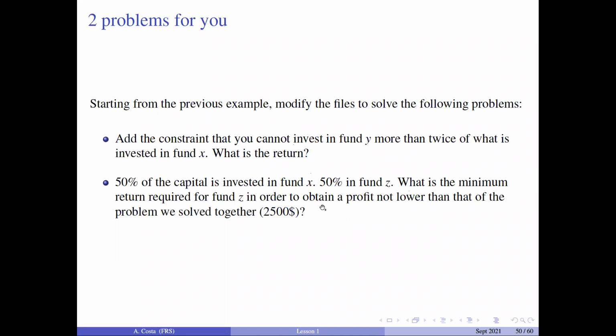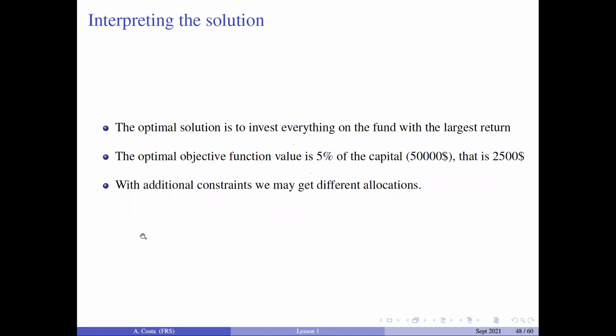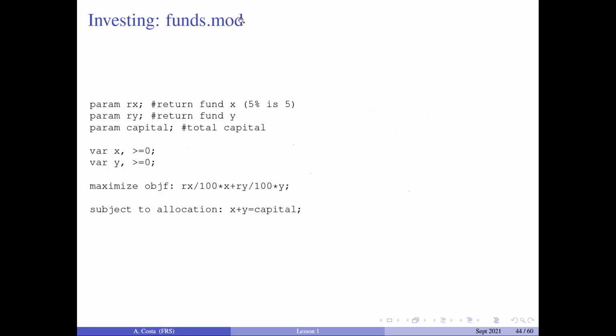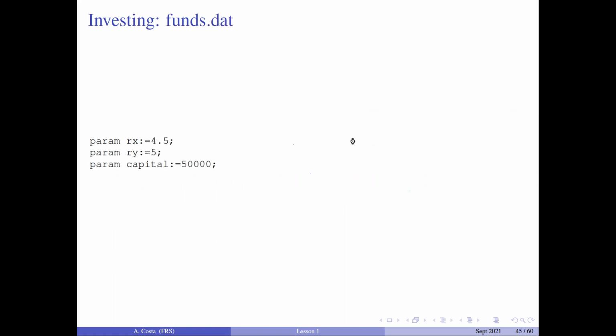Now, the question is, we don't know the return of fund Z, but we want to find the minimum return of fund Z so that the profit that we get is not lower than that of the first problem we solved, so the 2,500. This is a little more challenging because now how much is invested in the funds is not a variable anymore, but the variable seems to be the return of the new fund. So you have a different variable, a different objective, but you can still use this mod file as a baseline. Okay.